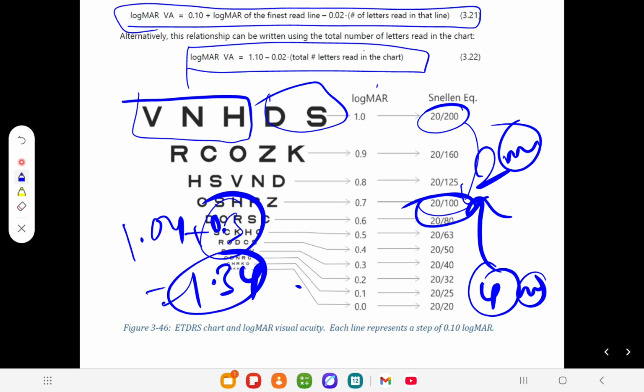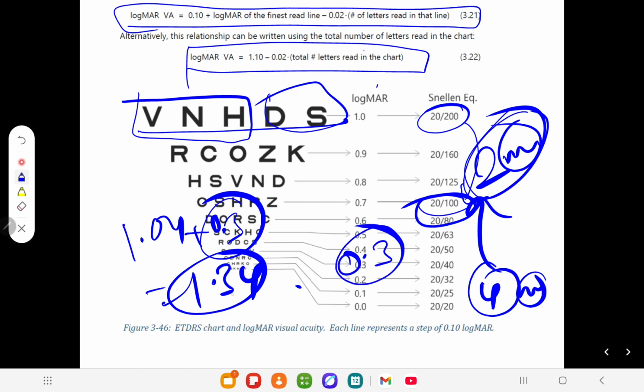It's very simple. Just remember this thing. Whenever the patient cannot read the first line, then you will halve the distance. Why halving? Because by doing half, we can add 0.3 to the visual acuity, which means the same thing.